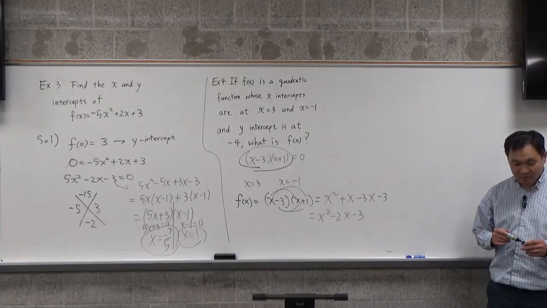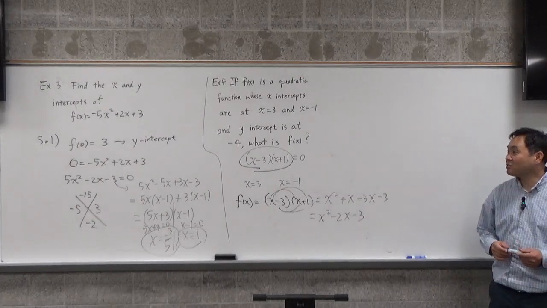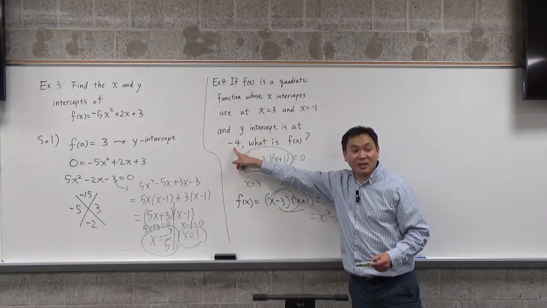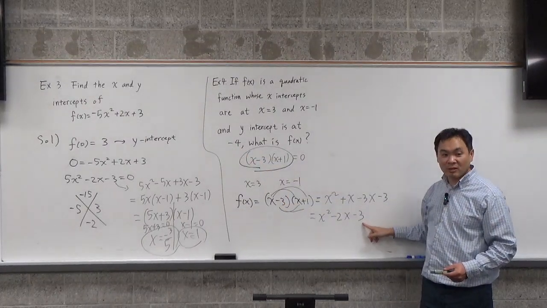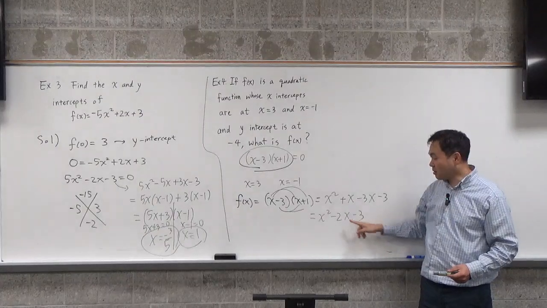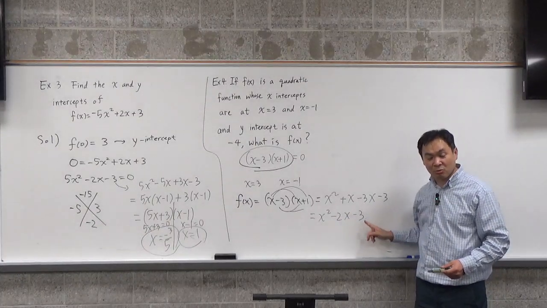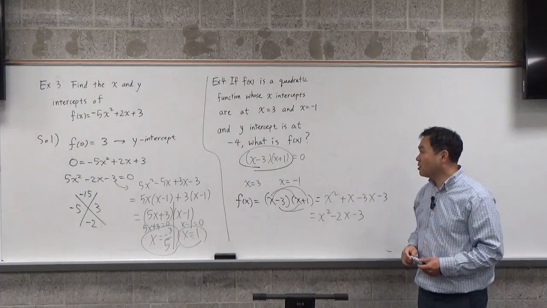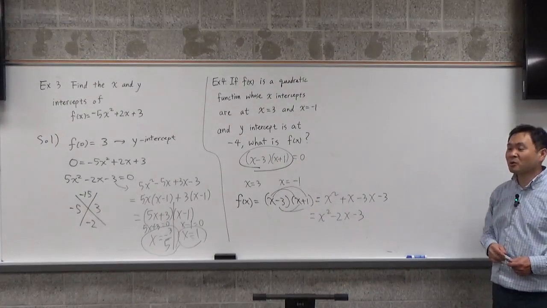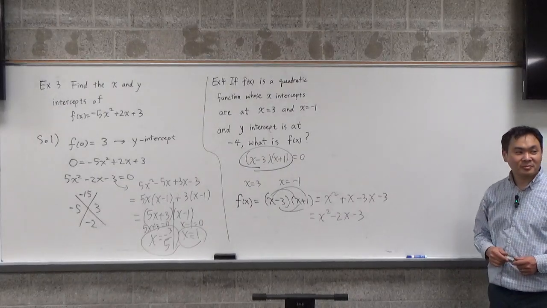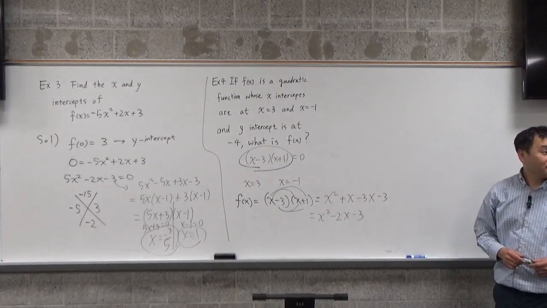The y-intercept is not -4. Instead of -4, what is it? -3. -3 is the y-intercept. If you plug in x equal to 0, you get -3 as the y-intercept. So that doesn't work. So what should we do? We should go back and try to reverse it.